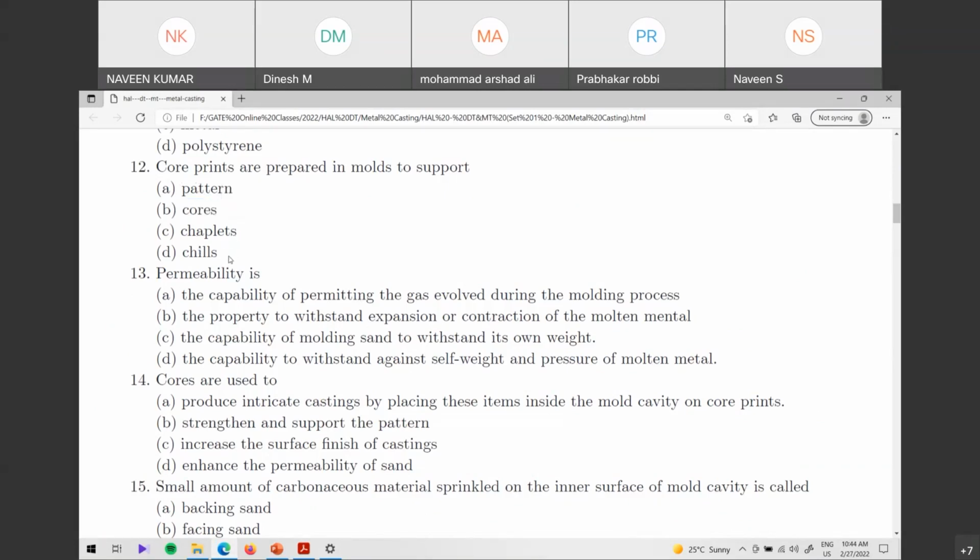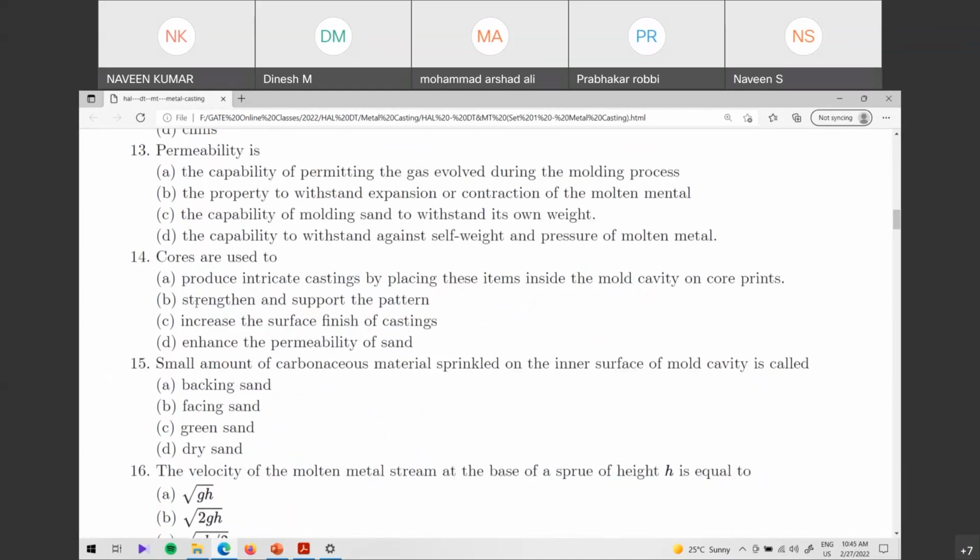See, chaplets are supporting cores, but core prints are supporting cores. Okay, so please remember these core prints are supporting the cores. They're very important. You don't want your core to go up and down because of the buoyancy difference between the buoyancy force and the weight of the core. Core prints are prepared in the mold to support cores. Answer is B. Okay. What about 13th one?